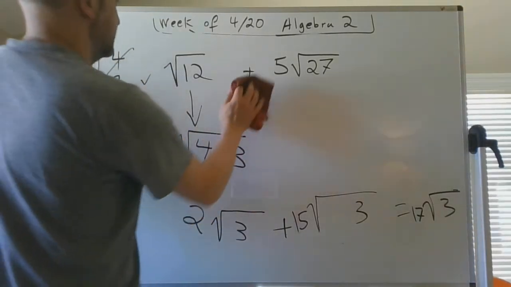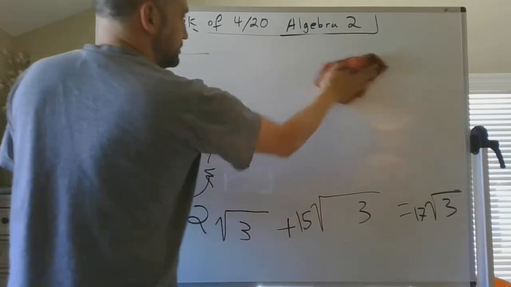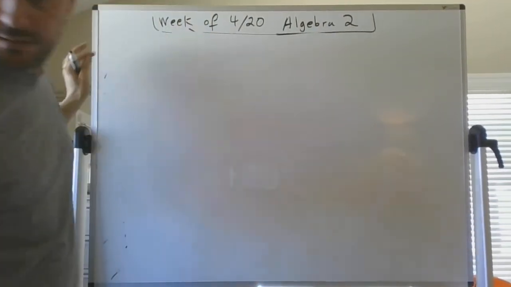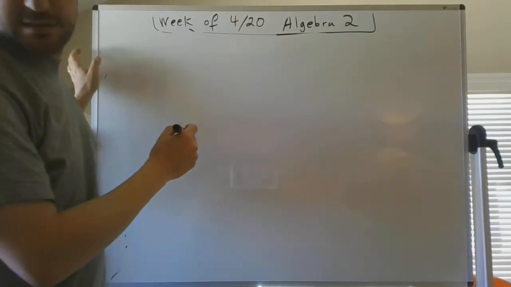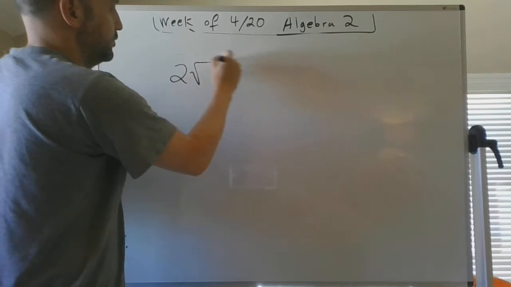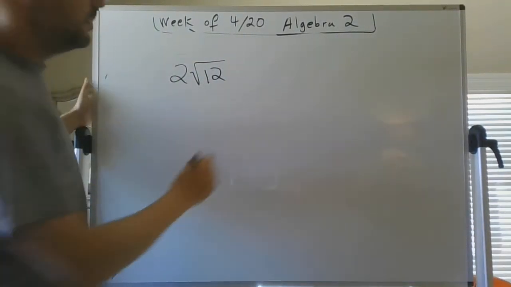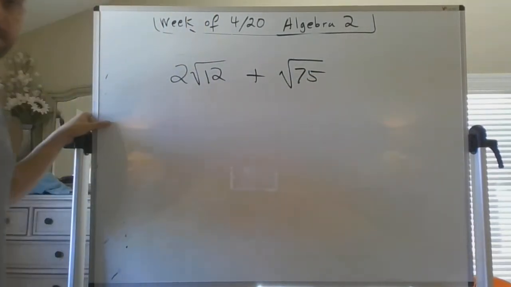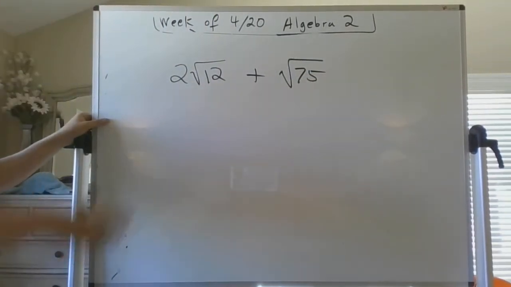Let's do this. How about something like this? We can go 2 square root 12 plus square root of 75. Okay, let's try this one out.